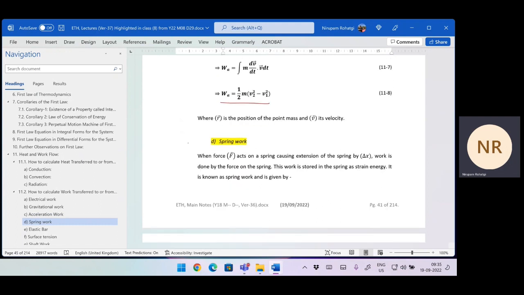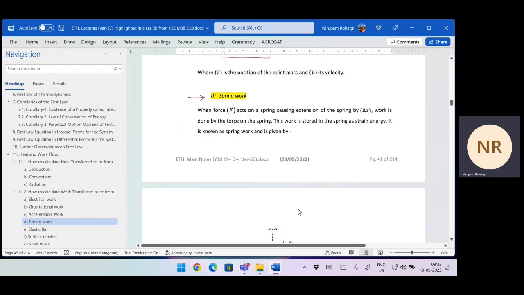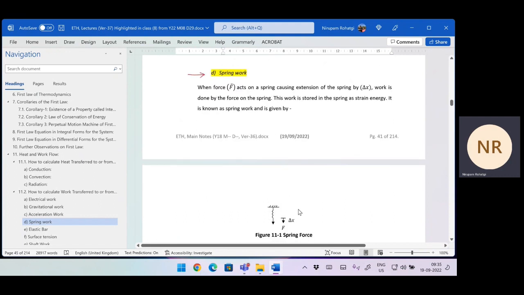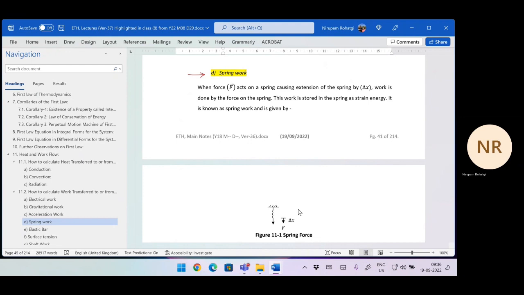Then we talk about spring work. You would have heard about it. Spring work is basically when you have a spring and you expand it. It is a spring work, and actually what you are doing is working against the bonds between the molecules. You are stretching those molecules. So it's sort of an intermolecular force that is doing the work.